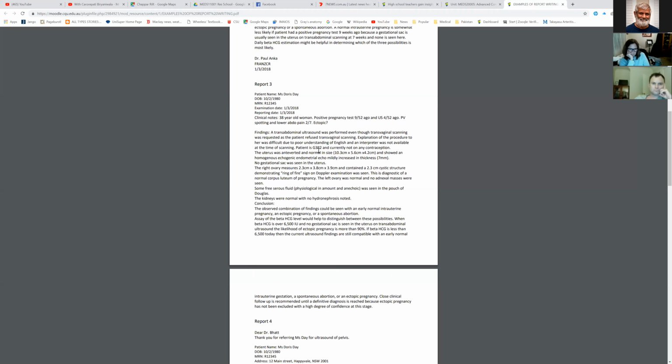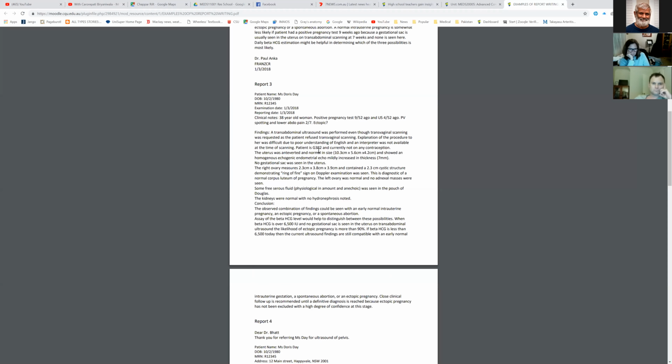Uterus was anteverted and normal in size. It gives the measurements, but it doesn't give the normal measurements along with that. So when the report says that these are normal in size and then in brackets gives values, we have to believe the person, and we have to look up these normal values ourselves.